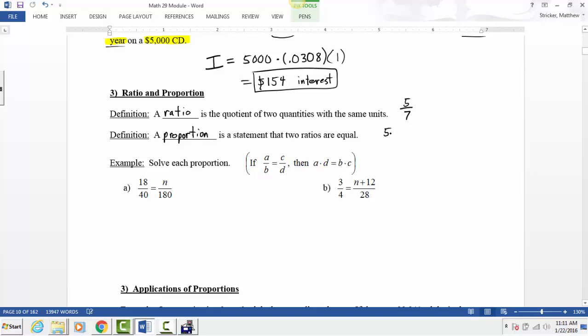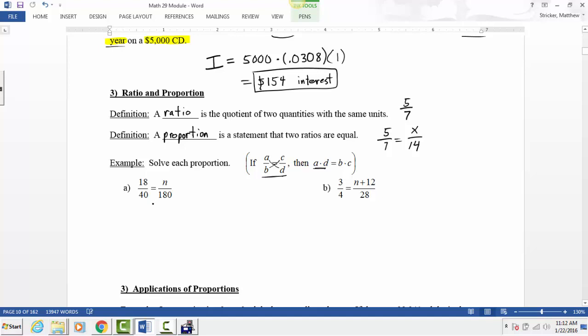So we could have 5/7 equals x/14. So we have a ratio equal to a ratio. And the way to solve this, you've probably done this before, is you cross multiply. So if you look here, we have a/b equals c/d. That's a proportion right here. What we can do is take a times d and say that that's equal to b times c. So we take a times d equals b times c.